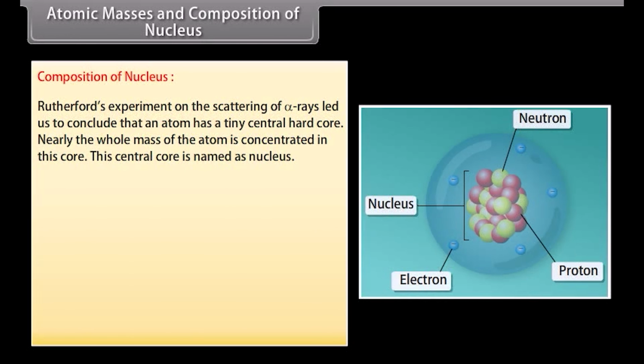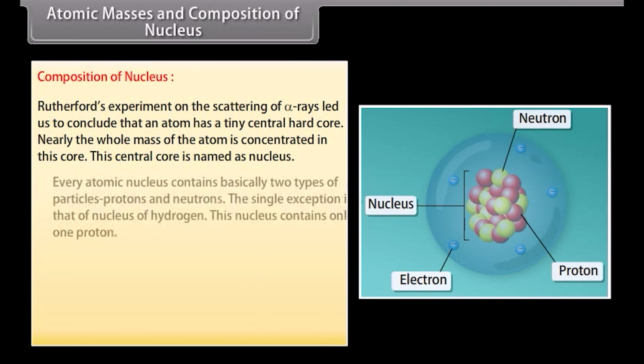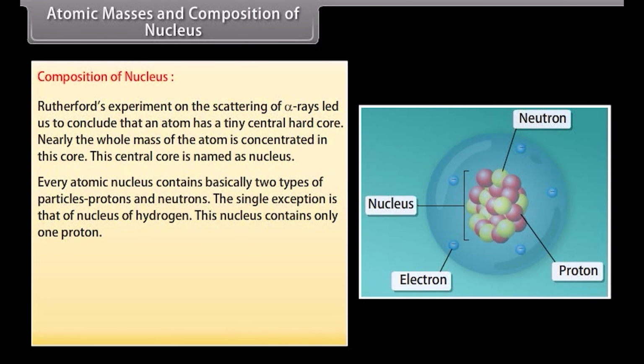Composition of nucleus. Rutherford's experiment on the scattering of alpha rays led us to conclude that an atom has a tiny central hard core. Nearly the whole mass of the atom is concentrated in this core. This central core is named as nucleus. Every atomic nucleus contains basically 2 types of particles, protons and neutrons. The single exception is the nucleus of hydrogen, which contains only 1 proton.